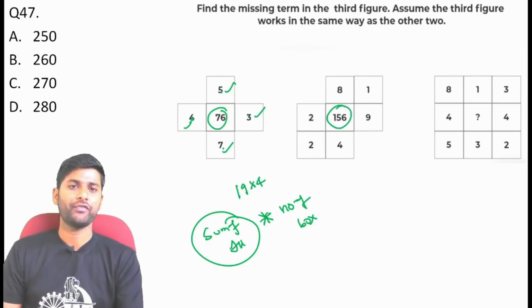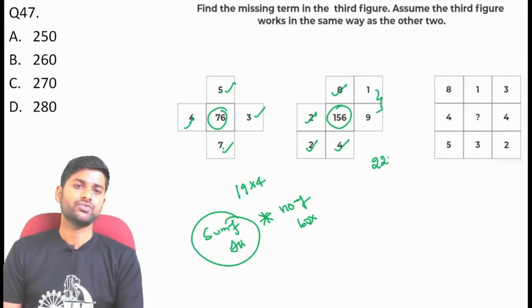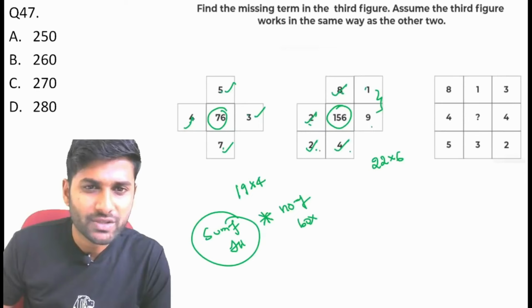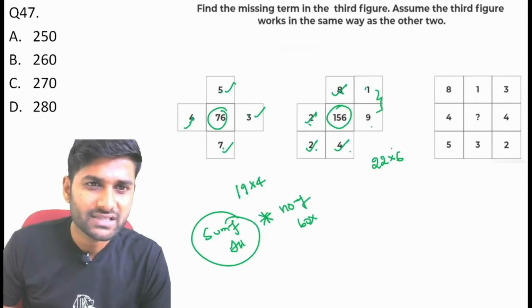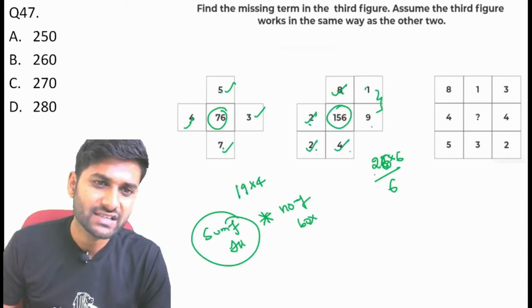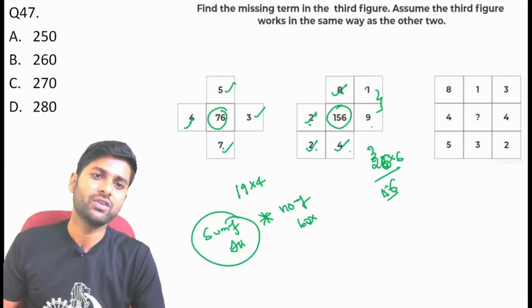Now we want 156. See here, 2 plus 2 is 4, 4 plus 4 is 8, 8 plus 4 is 12, 12 plus 10 is 22. Now the total number of boxes here is 6: 1, 2, 3, 4, 5, 6. Again, 2 plus 2 is 4, 4 plus 4 is 8, 8 plus 8 is 16, 16 plus 10 is 26, guys. See, 26 times 6: 6 sixes are 36, 6 twos are 12. The result becomes 156.